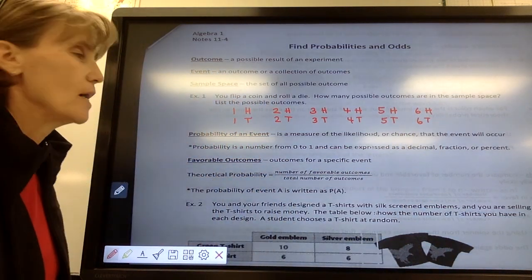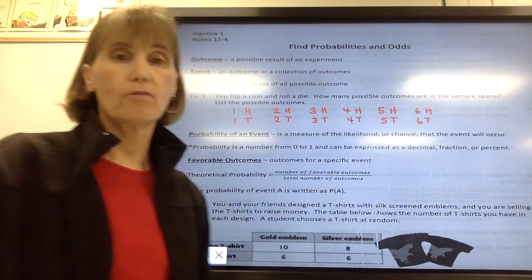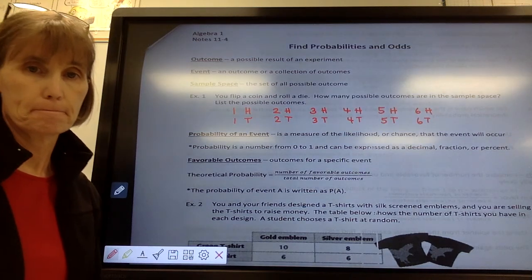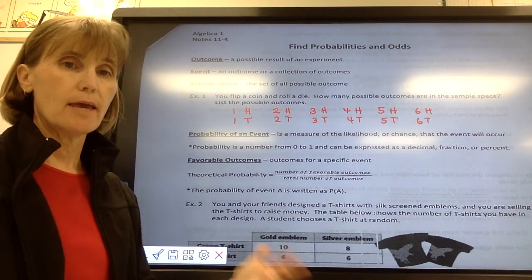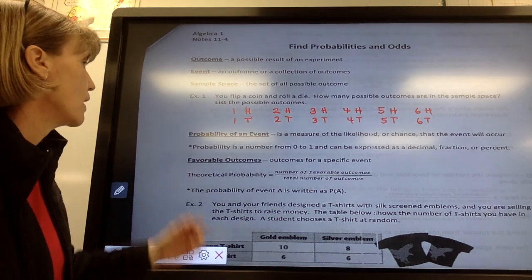So, how many different possible outcomes are there? 2, 4, 6, 8, 10. There's 12 different outcomes that I could get when I roll the die one time and flip a coin and determine what I get. Okay? Those would be the possibilities.